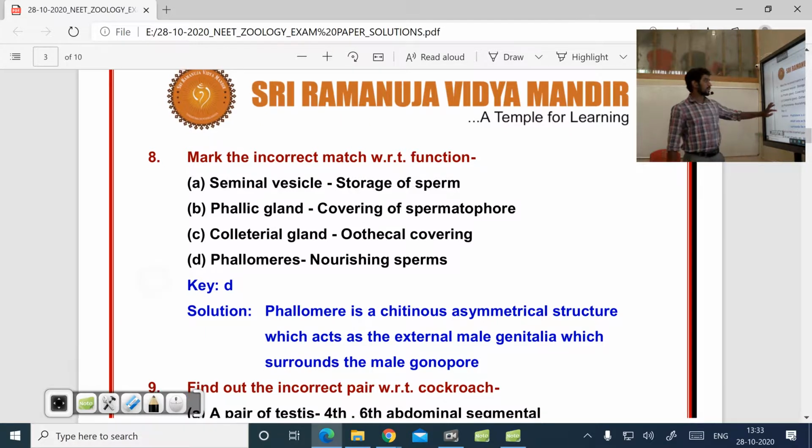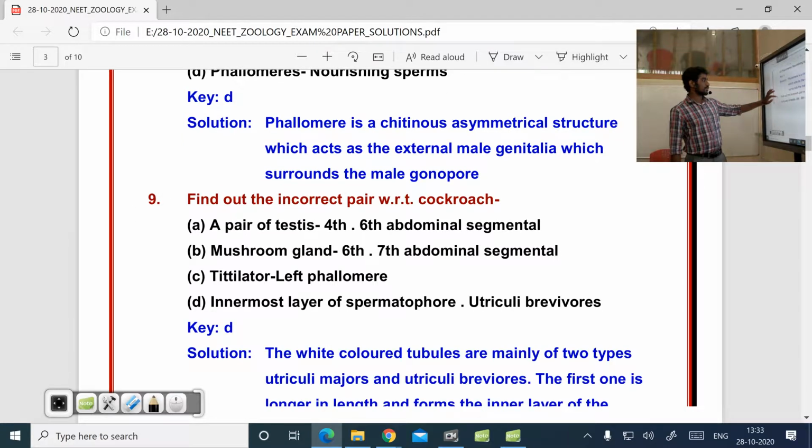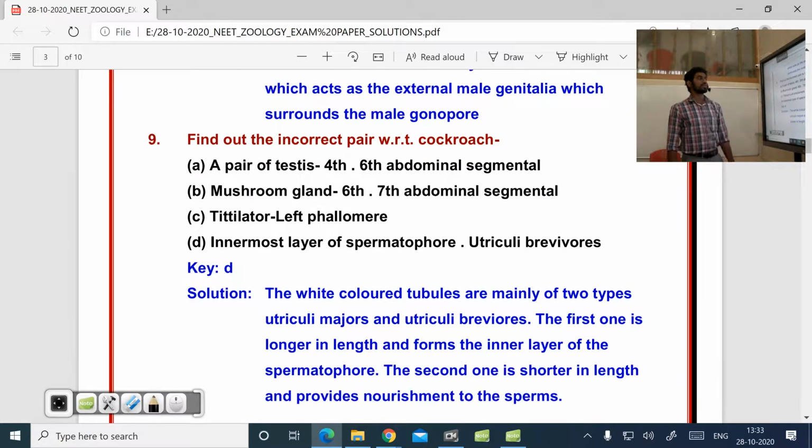Let us talk about the ninth one. Find out the incorrect pair with respect to the cockroach. A pair of testes is found at the 4th to 6th abdominal segment, students. So this is also correct. And the mushroom gland is located in the 6th and 7th abdominal segment. It is also correct. The mushroom gland is also known as the utricular gland, right? The tiltator is also called the left phallomere. This is also correct.